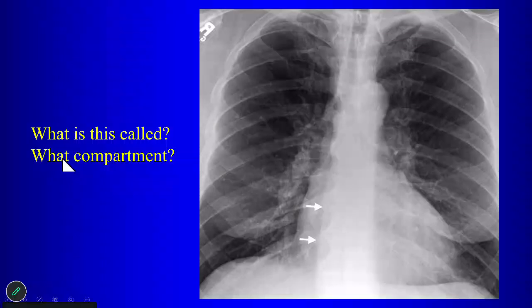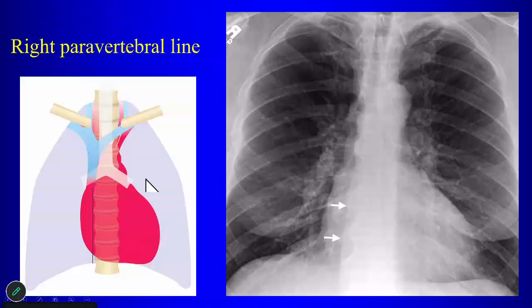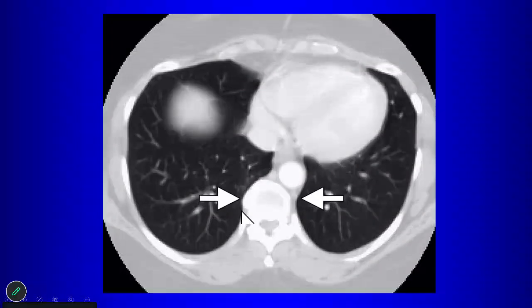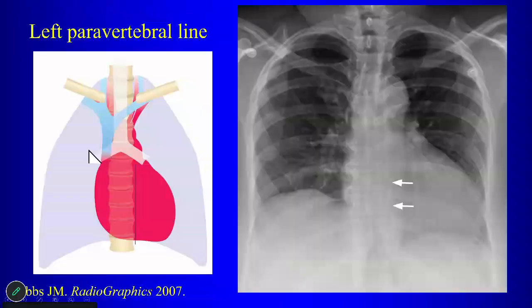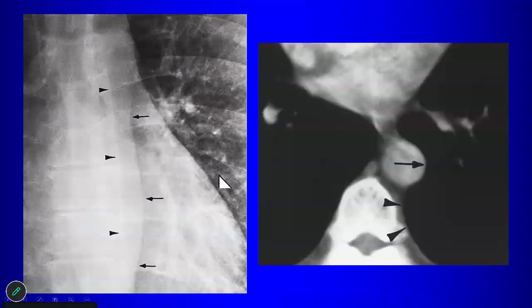Okay. All right. Right paravertebral line. Again, the compartment there is going to be posterior mediastinum, and we have the right paravertebral line. And we also have the left paravertebral line. So there we're talking about the posterior mediastinum. There's your left paravertebral line. Okay. Descending thoracic aorta, left paravertebral line.